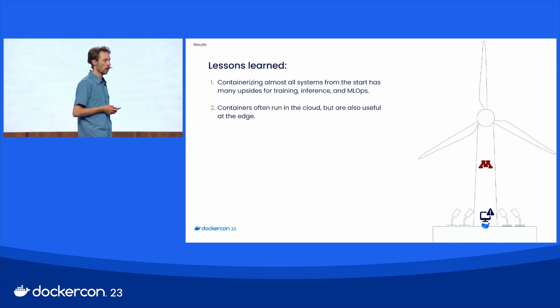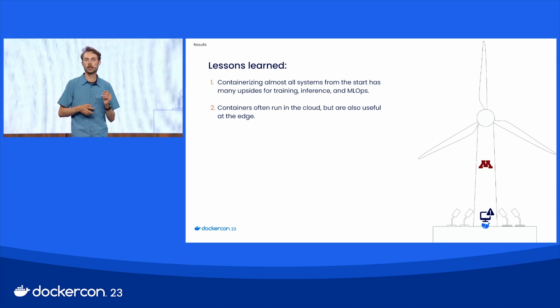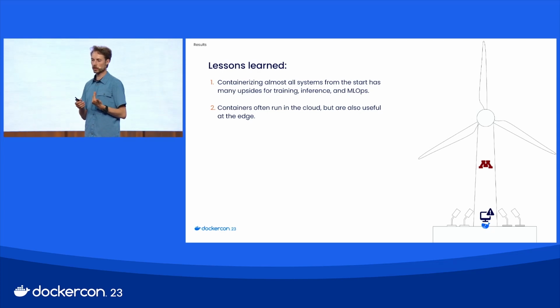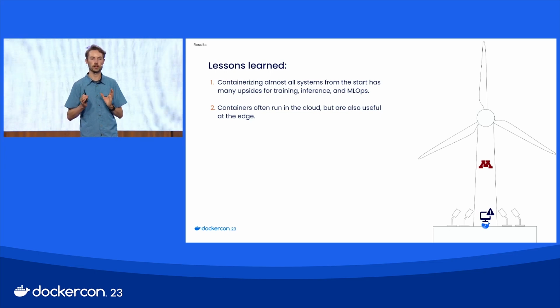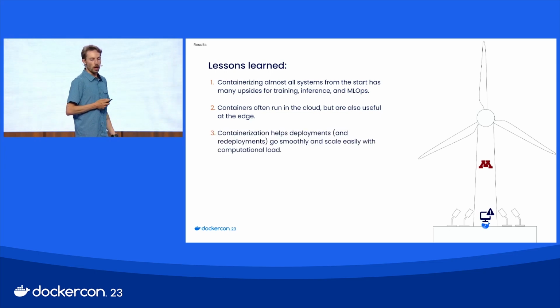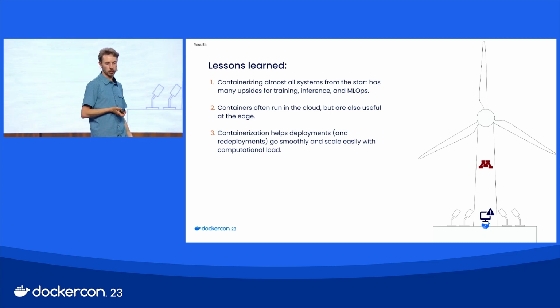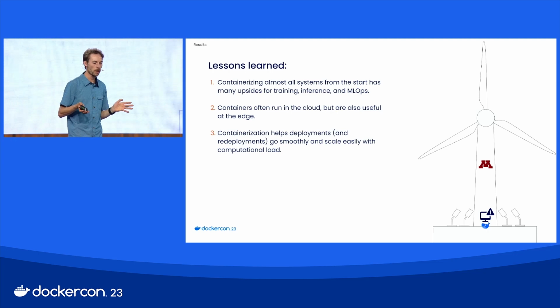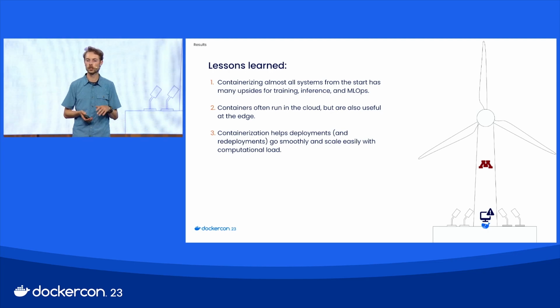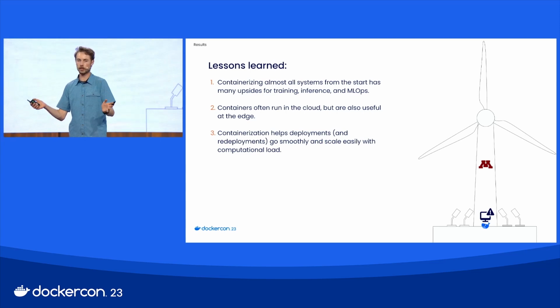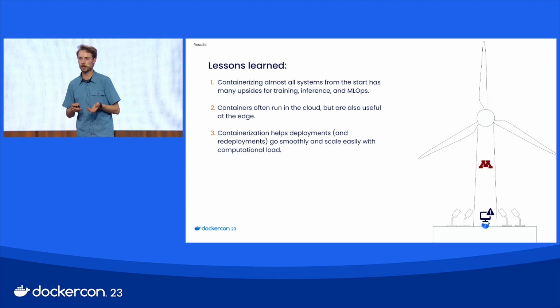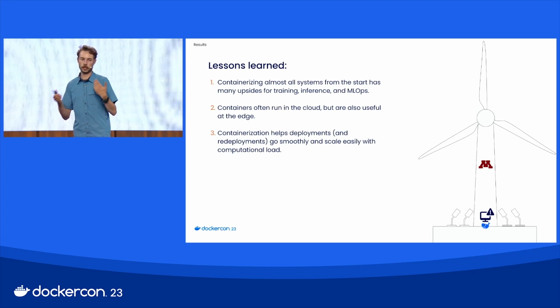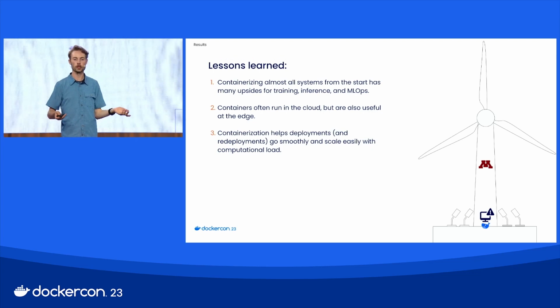Also, containers are undoubtedly useful in the cloud, but I helped with this project, and looking back, it was still very surprising to me just how powerful containers at the edge can be. Also, as we demonstrated, containerization helps deployments and redeployments go smoothly and scale with computational load. And this is true whether you have one computer in one turbine or 200 computers in 2 turbines. And I really think it's probably true even if you want to run a machine learning algorithm on an IoT device in a refrigerator somewhere. A lot of the constraints of EdgeML are very similar across EdgeML deployments, or even just Edge software deployments.